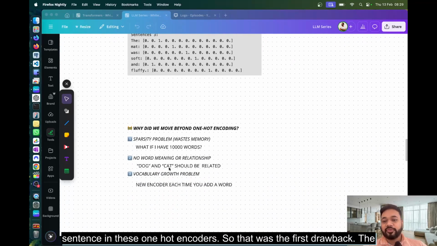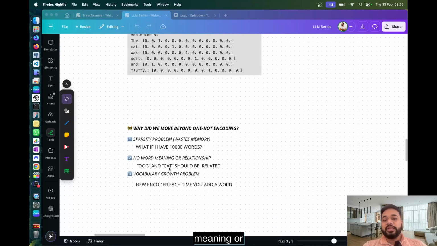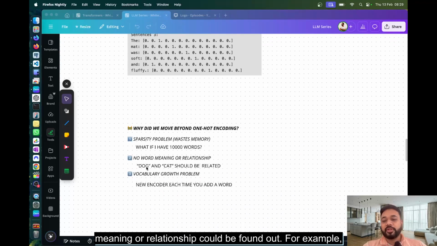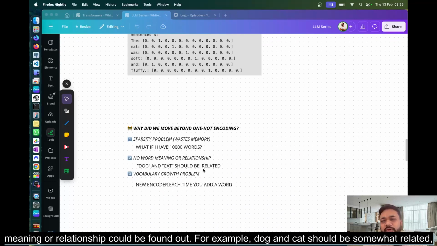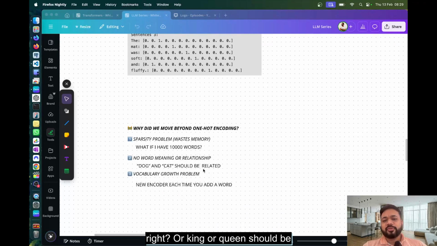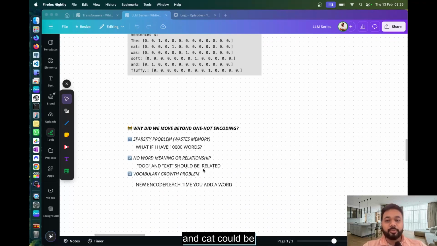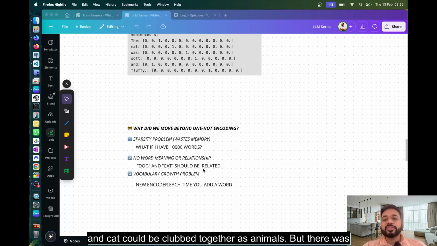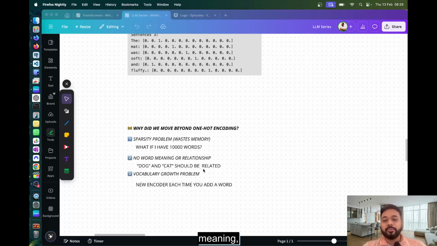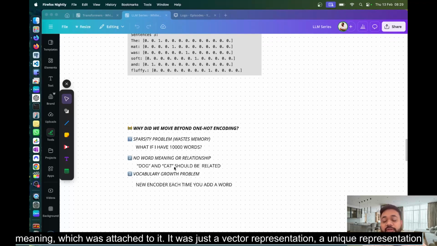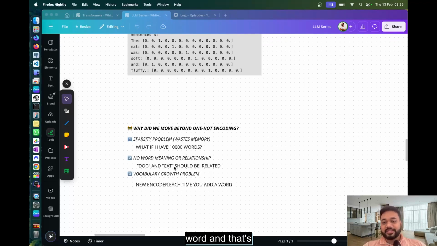The second drawback was that no word meaning or relationship could be found out. For example, dog and cat should be somewhat related, right? Or king and queen should be somewhat related to each other, right? The dog and cat could be clubbed together as animals, but there was no such meaningful relation or no word meaning which was attached to it. It was just a vector representation, a unique representation of each word, and that's it, right? And then the vocabulary growth problem.